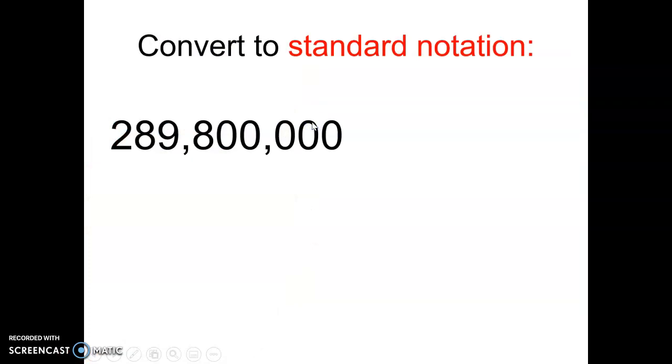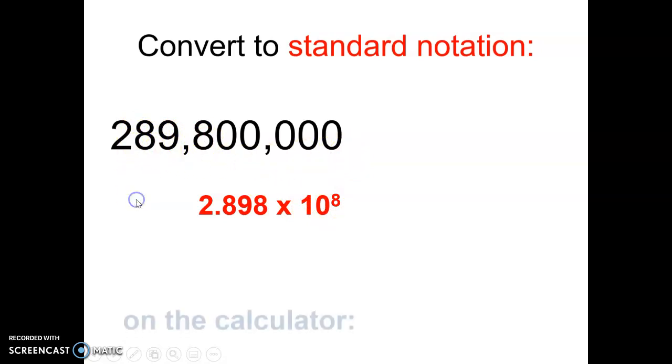Okay, so now convert these to standard form or scientific notation. All you have to do is imagine the decimal starts here and then slide the decimal back to here and count how many jumps that was. And now I'll tell you what power you put on 10. So what's the answer for this one? Well, this one is 2.898 times 10 to the 8, because the decimal moved back 8 spots. Okay, next one. Try this one here.